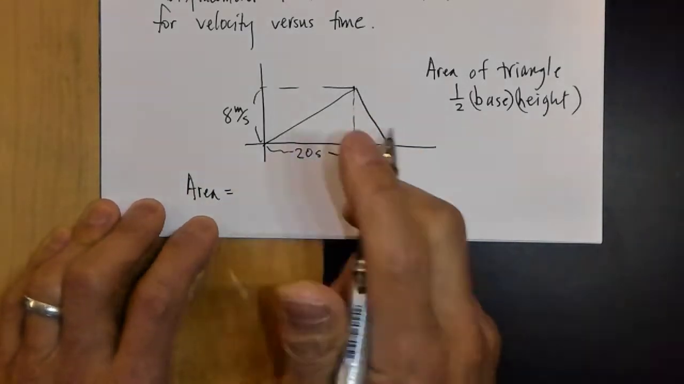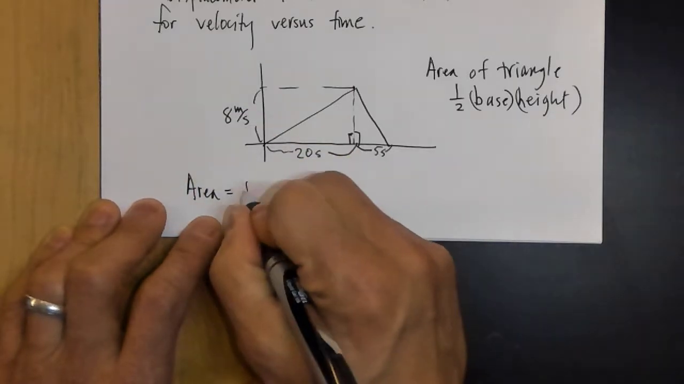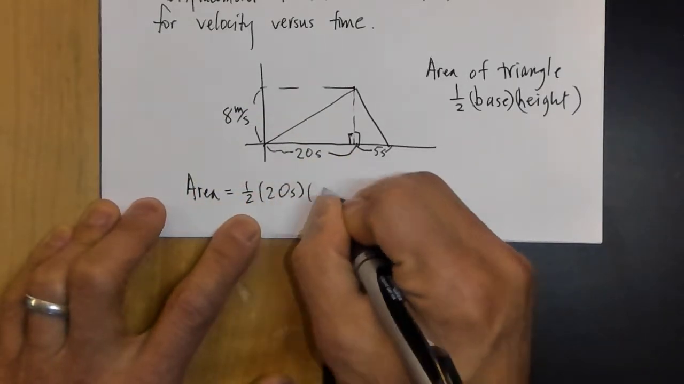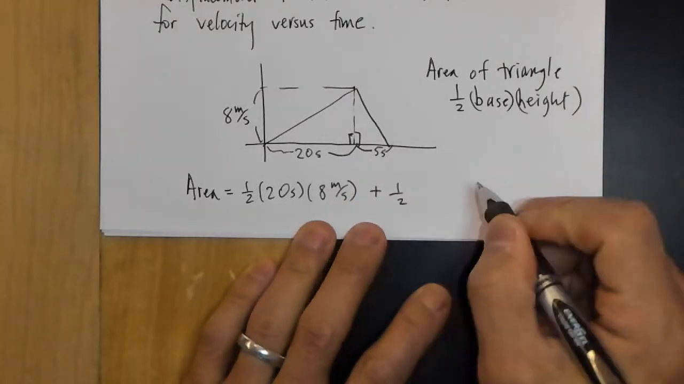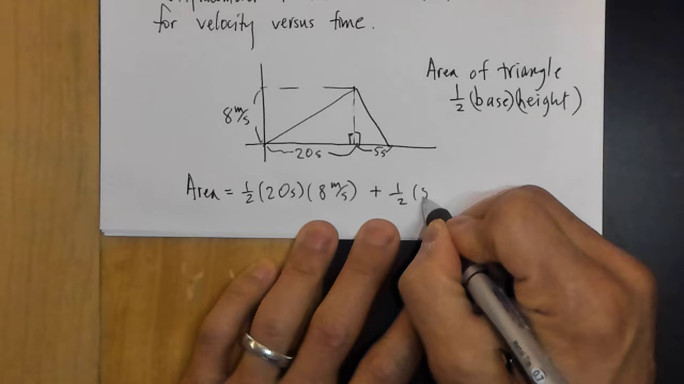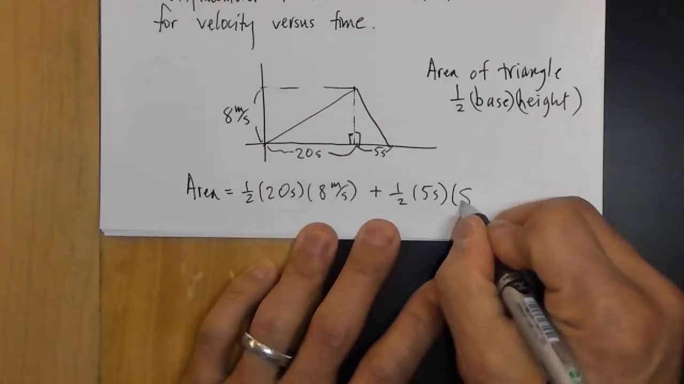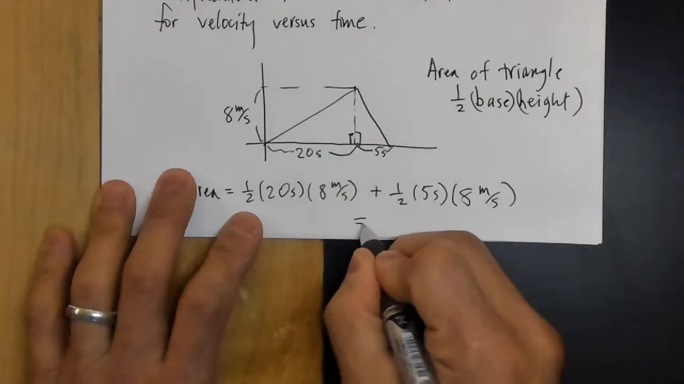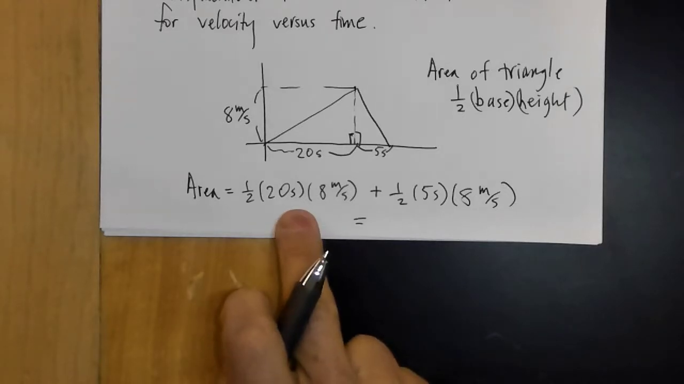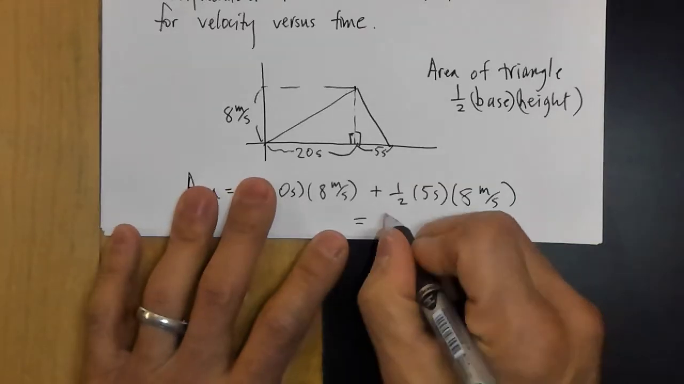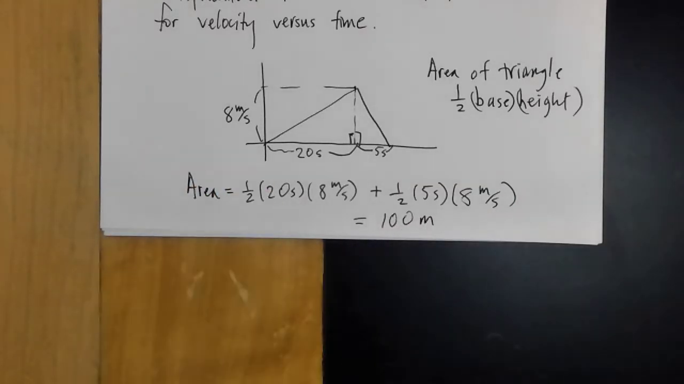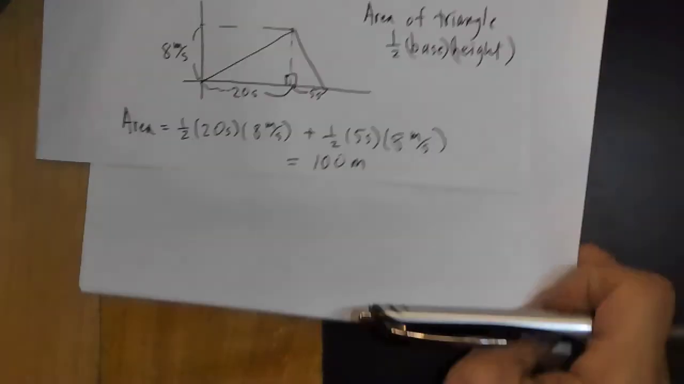We have base 20, height 8, so we'll have 1/2 times 20 seconds times 8 meters per second, plus 1/2 times the base for this triangle, 5 seconds, times the height, again 8 meters per second. This will be equal to 80, and this will be equal to 20, so we get 100 meters. Okay? Any questions about this? All right. Good. Let's go on.